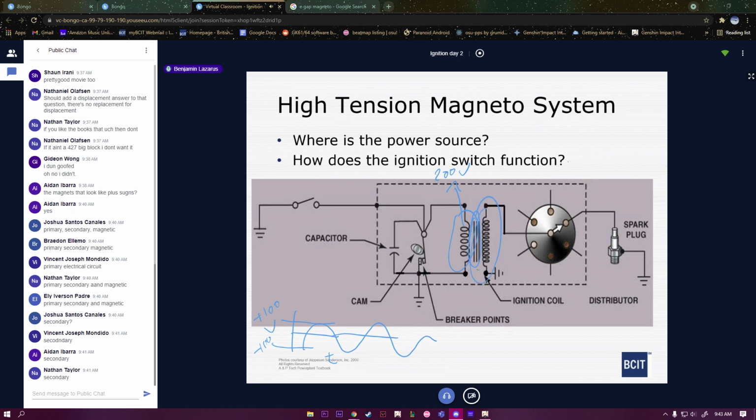I've got 10 times as many windings in my secondary. What kind of voltage will I get there? Well, I'll get a sine wave that looks exactly the same, but this will be plus 2,000 and minus 2,000. Right? Everybody with me? I got 10 times as many windings. I've got a growing and shrinking magnetic field, and that's what I get if I don't have my breaker points opening, as in if my ignition switch is closed and my current just flows and does its thing.